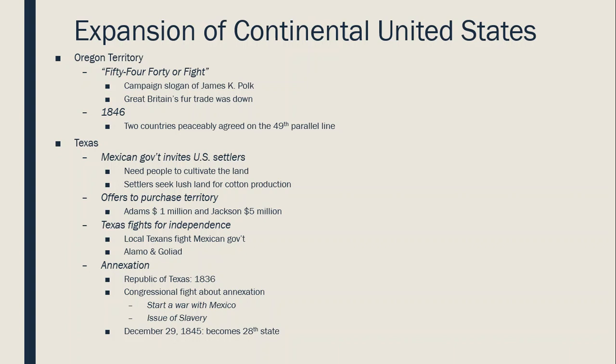However, this is going to prove to be difficult to defend. So the United States, to try to make things peaceful, offers to buy the territory of Texas. John Quincy Adams offered $1 million. Mexico refused. Andrew Jackson then said, look, I'll pay you $5 million. Again, Mexico refuses. And so the Texans realized that the only way they're going to be able to truly govern themselves is to declare independence. And so they fight Mexico for their independence.